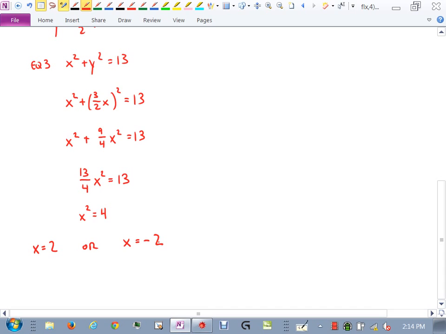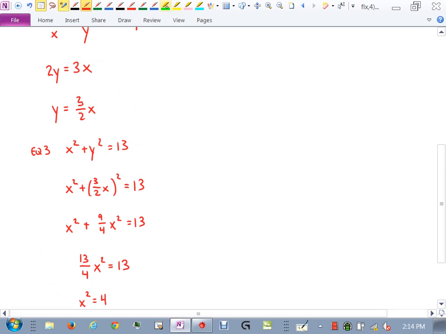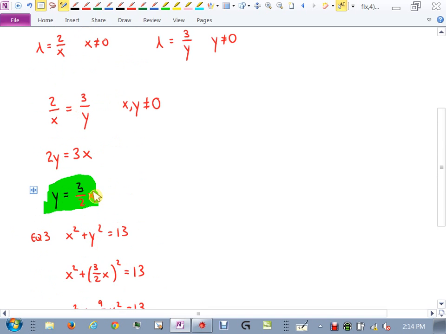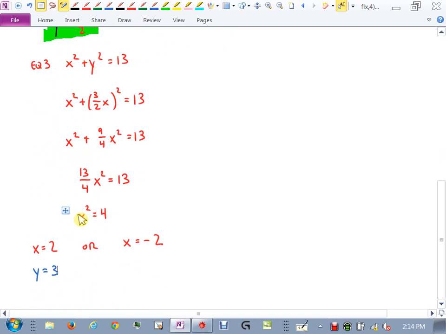So now, if x is 2, do we know what y is? Oh, yeah, remember up here, we said y is this. So if x is 2, what's y? 3. So from back up there, I can say y is 3. If x is negative 2, then what's y? Negative 3, right?